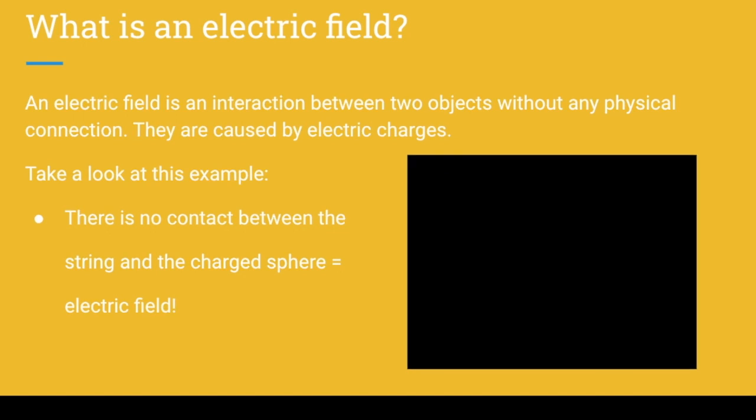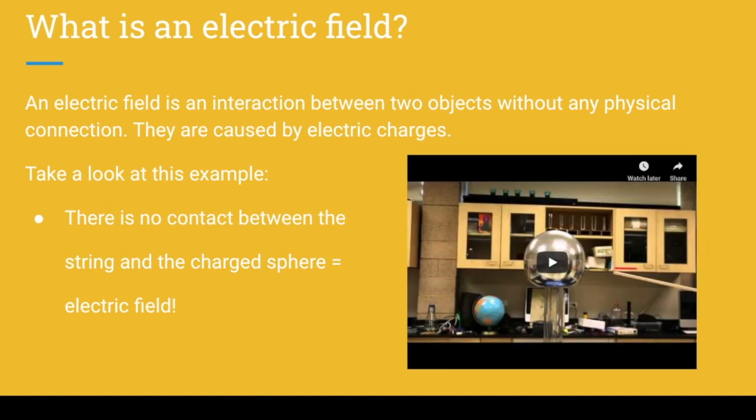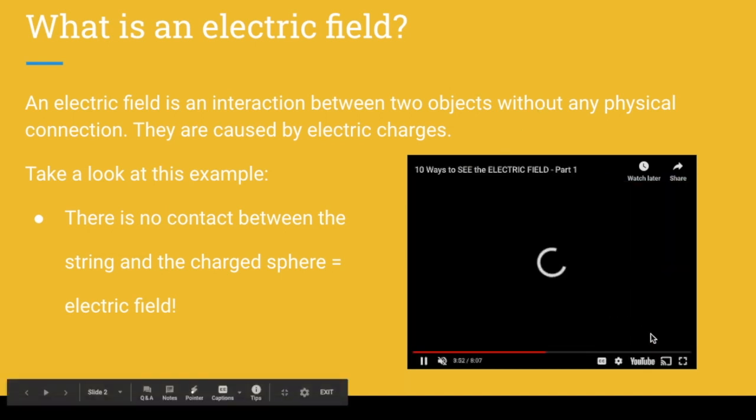So first, let's talk about what exactly is an electric field. An electric field is an interaction between two objects without any physical connection. Electric fields are caused by electric charges. So to visualize this, let's watch a short clip.